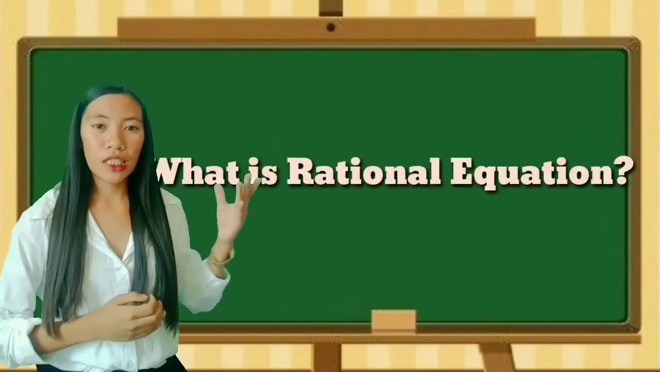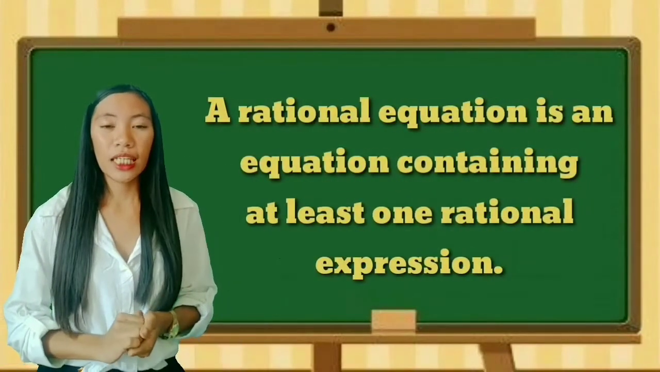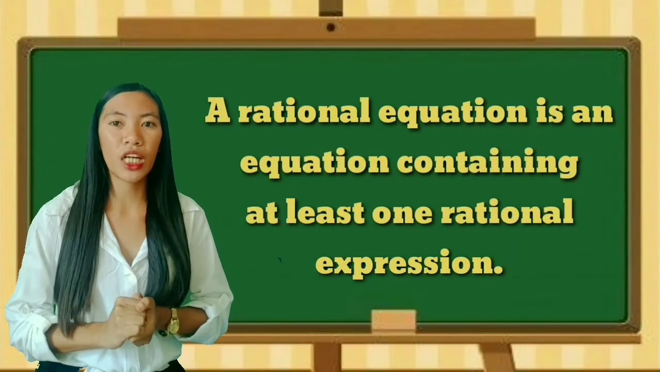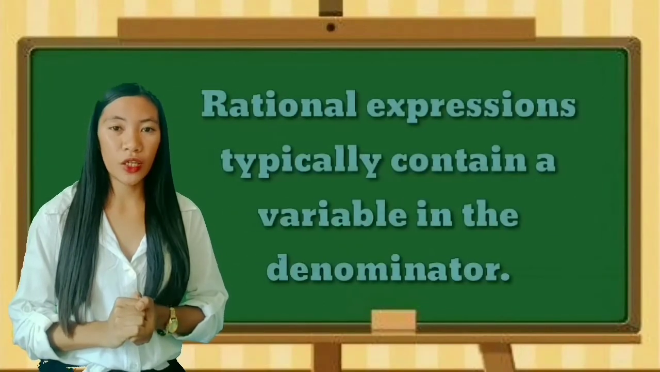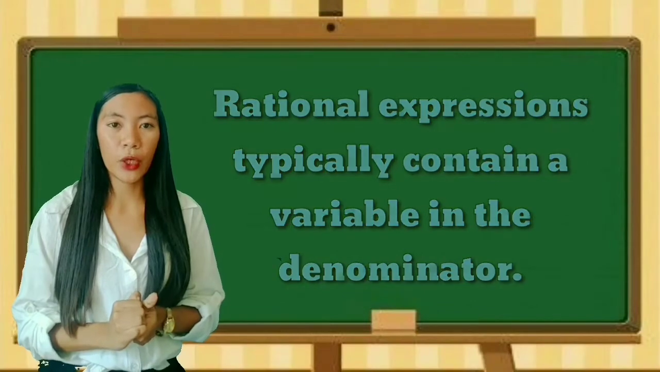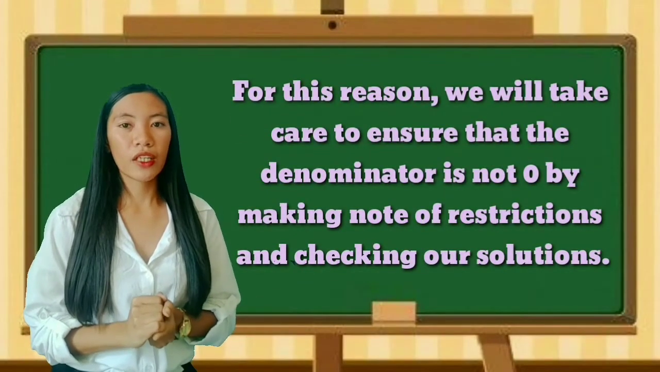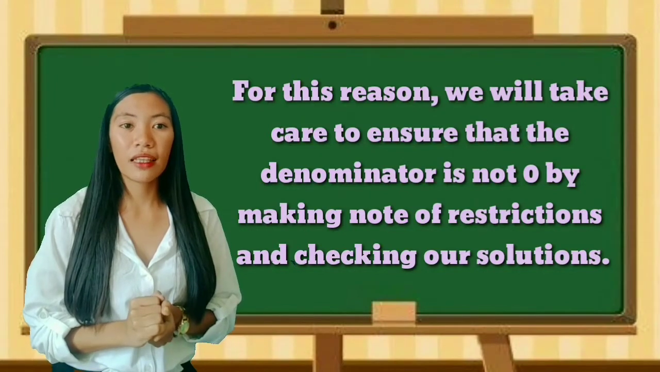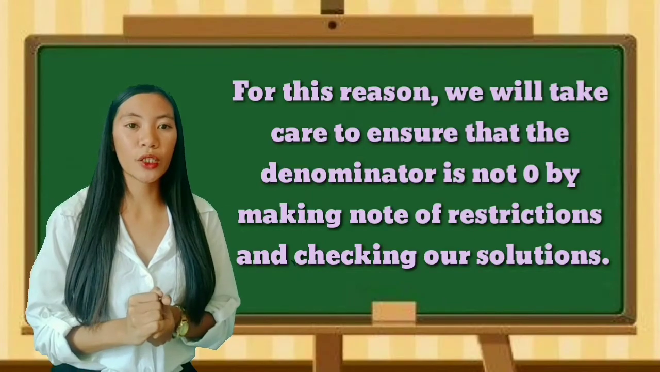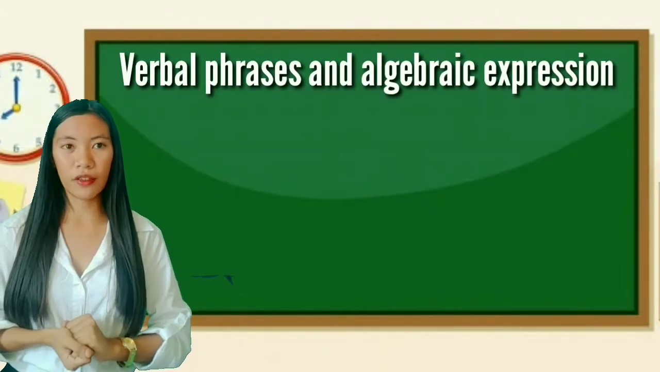Now, what is a rational equation? A rational equation is an equation containing at least one rational expression. Rational expressions typically contain a variable in the denominator. For this reason, we will take care to ensure that the denominator is not zero by noting restrictions and checking our solutions. Verbal and algebraic expression.